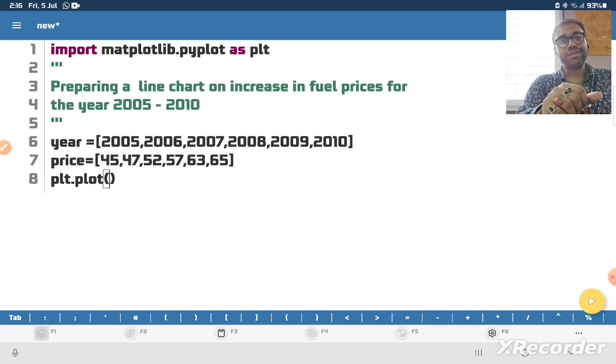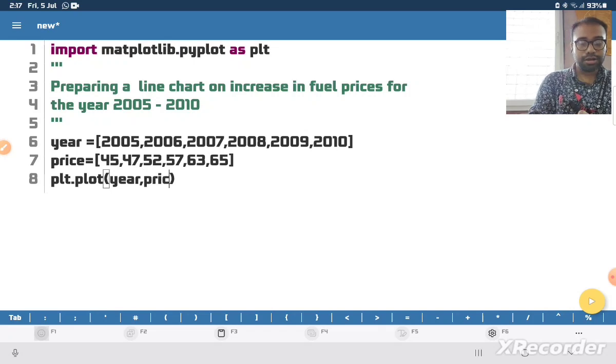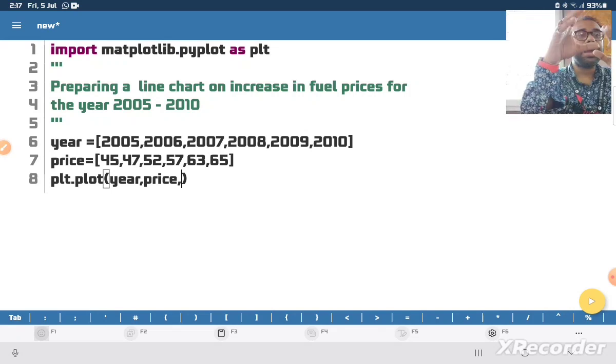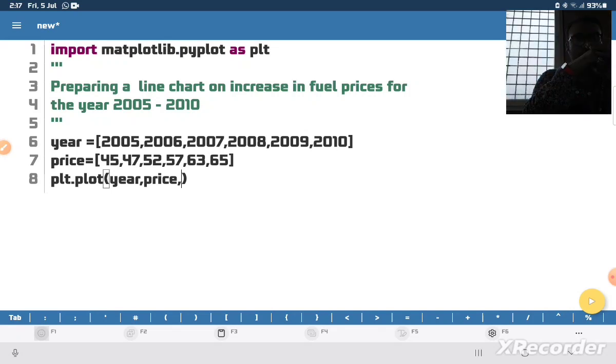And then finally what are we going to plot? We are going to plot over the x-axis and y-axis, price. Now there are different attributes you can use, which we are going to learn in lecture 2, to make our line chart very interesting. This is called customization that I am going to teach you now.